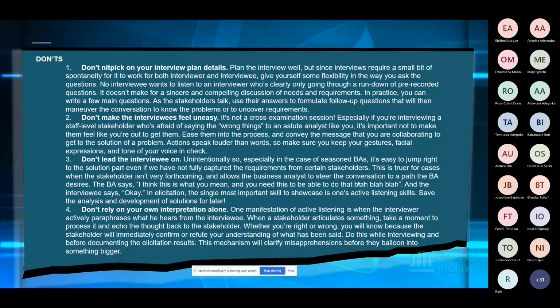Oh, this person thinks I'm not making sense. Even if you feel they are not making sense, you drive the meeting as the BA. Find a way to get it back to what you want at the end of the day. So be careful when you are interviewing. Even if you feel like, oh, is this all? Don't say, oh, is this all? There are ways to ask the question.